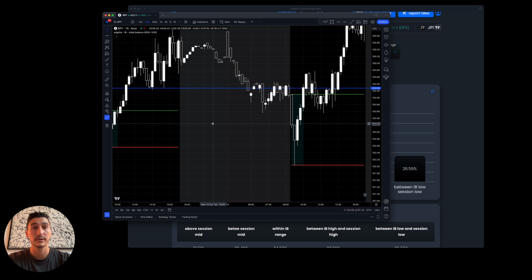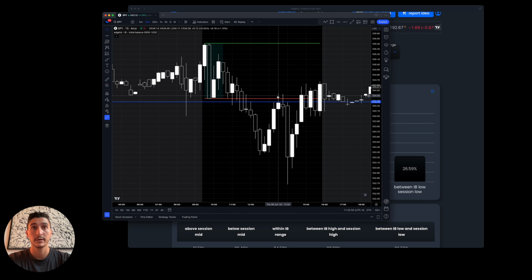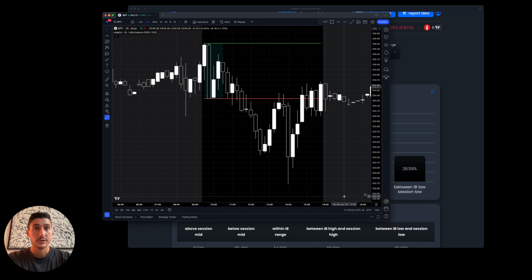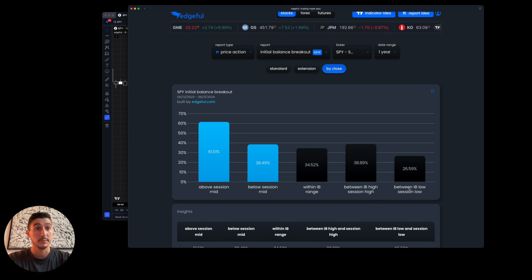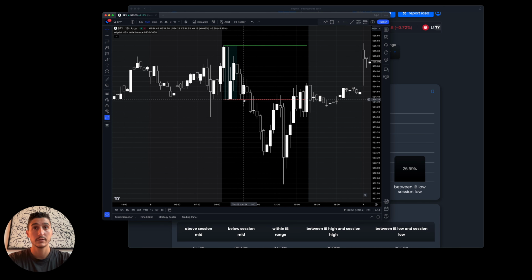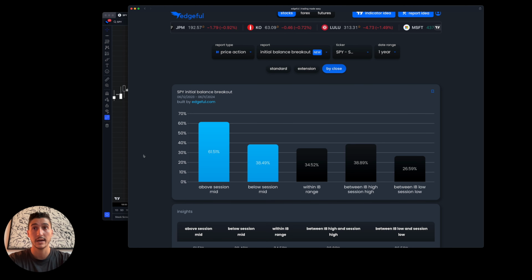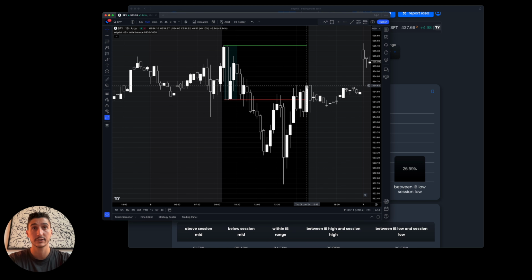Let me go to a different example here that actually has a break below right here. So in this case, between the IB low and the session low, that would be if price closed within this range here. So you want to go from the IB low to the session low, and price would close in this area. This actually happens the least amount of time, only 26% of the time. In this case, it actually closed within the IB range because you can see right here the final candle is within the high and the low of the initial balance.